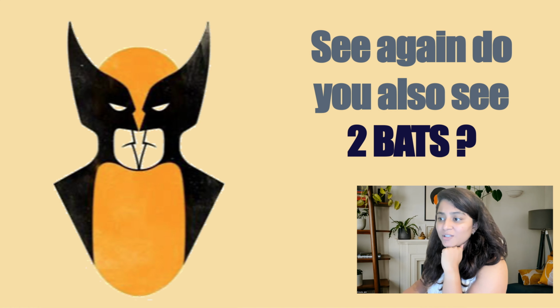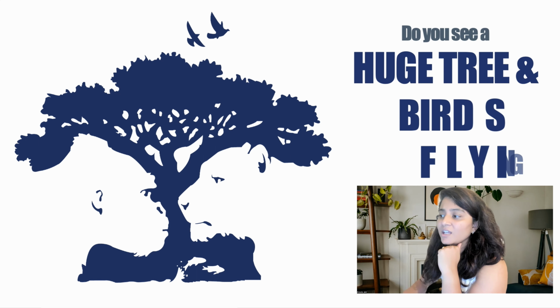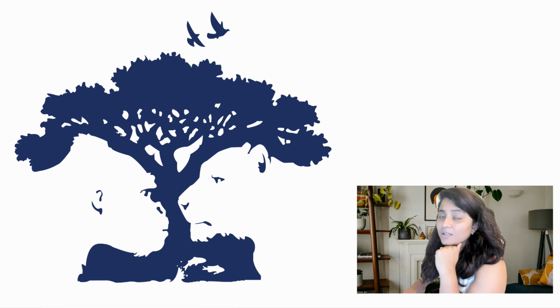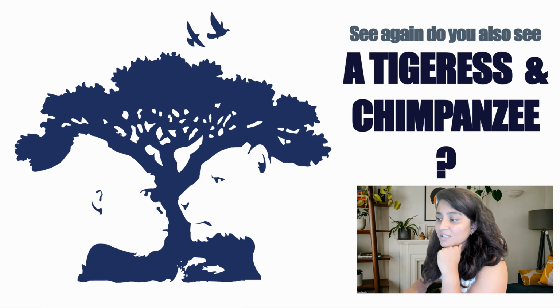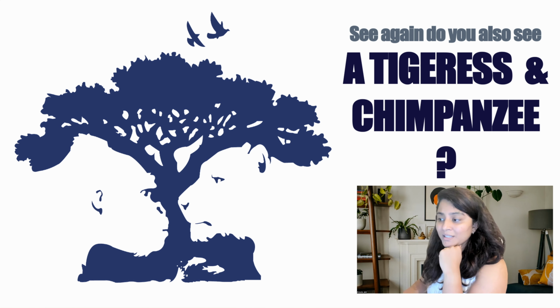Isn't this wonderful? Now look at this other image, which has a huge tree and birds that are flying out of it. Just blink your eyes and now look at the white space. Can you see a chimpanzee and the tigress looking at one another? Also, certain fishes that are swimming. Isn't this wonderful? These are just two examples of Gestalt principle.